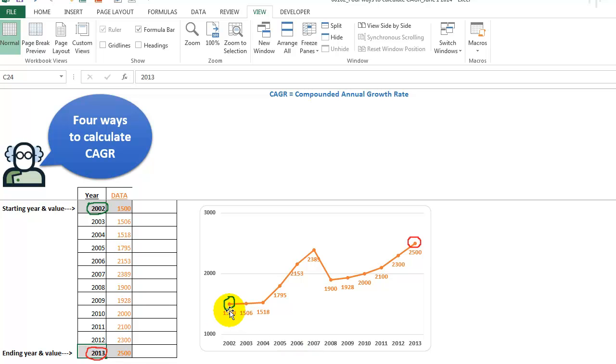And as you see here on the chart, this is the starting value of 1,500, which we have here in 2002. And then over here, the ending value of 2,500 in the year 2013. But you see how the values go up and then back down and then up again. And what the CAGR does, compounded annual growth rate, so we want a percent that would take this 1,500 and across these years increase it at a steady rate until we get to our final value of 2,500.